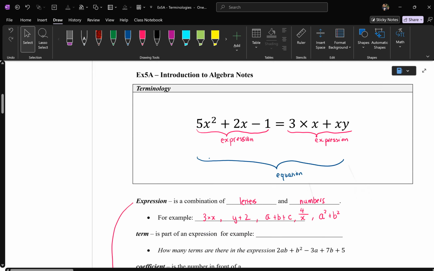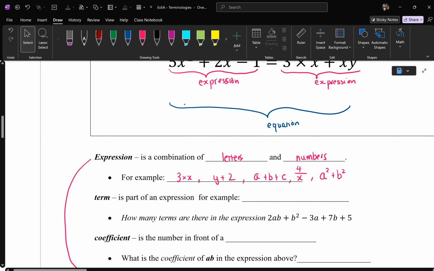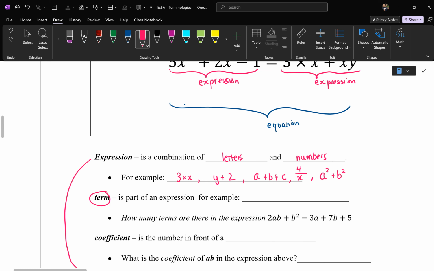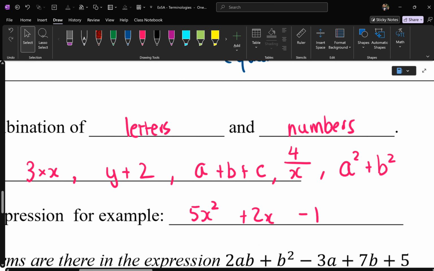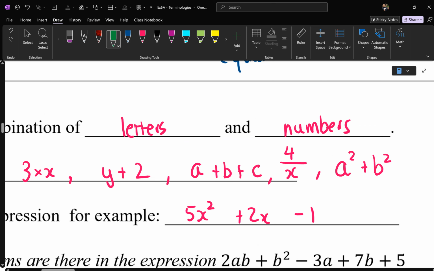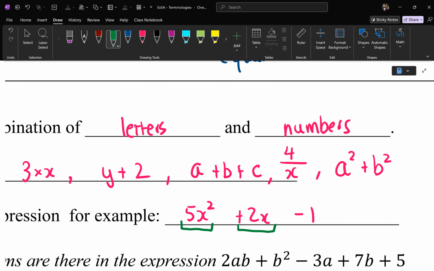Now notice that in our terminology, we've got a term. A term is what makes up an expression. So it's part of an expression. For example, the ones that we just got up there, when you say 5x squared plus 2x minus 1, these are terms. Now, what are terms? These are the terms. The 5x squared is a term, the positive 2x is a term, and the negative 1 is a term.